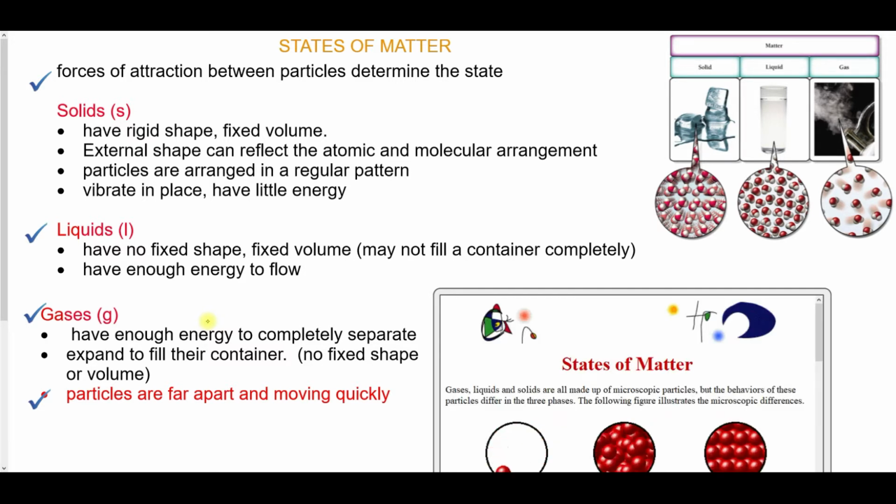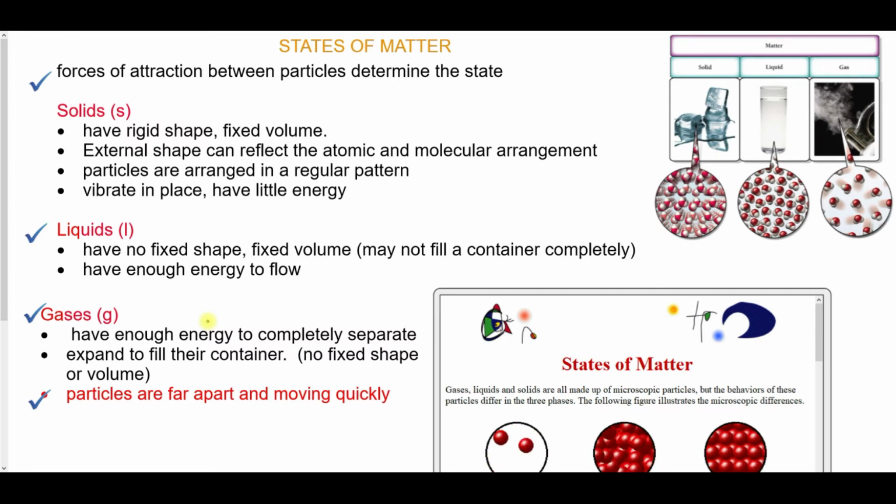Our solids have a very rigid shape and the volume is fixed. The external shape can reflect the particulate arrangement, the atoms and the molecules. They usually have a regular pattern, they vibrate in place, and they have the lowest amount of energy of the types that we're talking about.